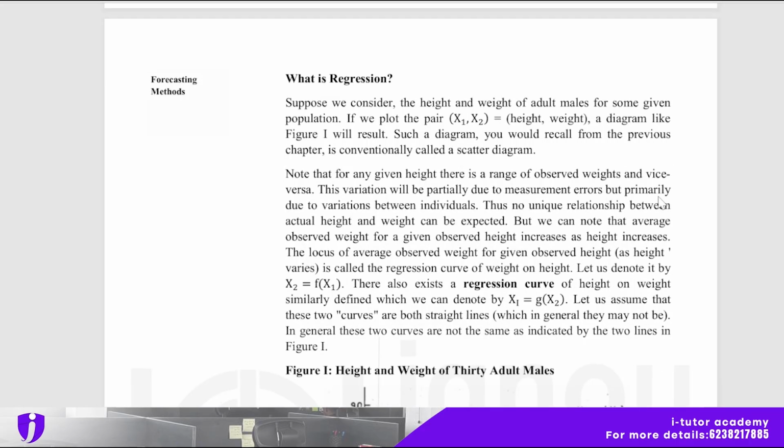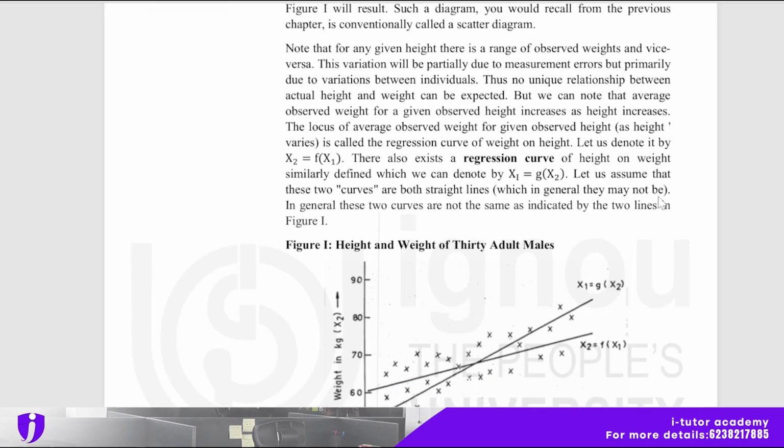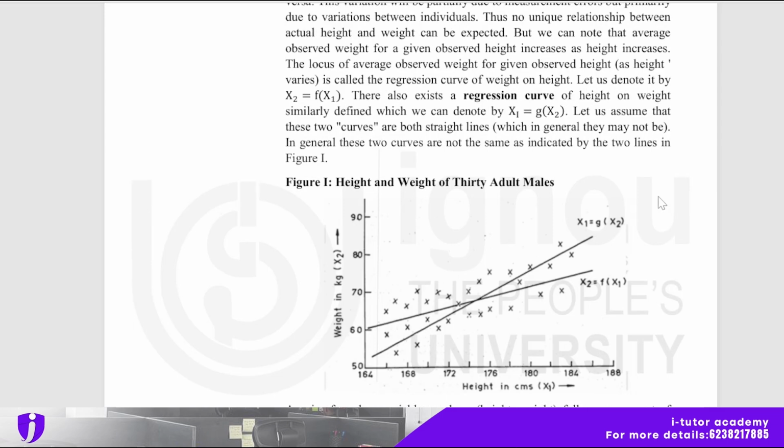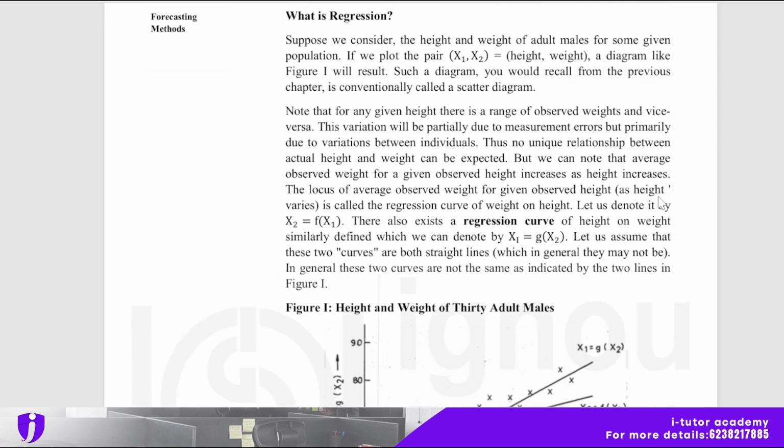Suppose we consider the height and weight of adult males for some given population. If we plot the pair (x1, x2), that is height and weight, a diagram like figure 1 will result. So here is one diagram, height and weight of 30 adult males. Here is height and weight, x1 and x2. Such a diagram, you would recall from the previous chapter, is conveniently called a scatter diagram.